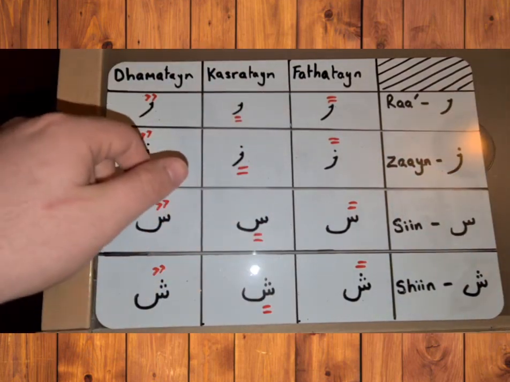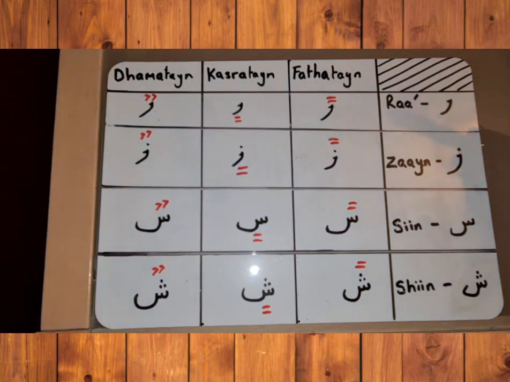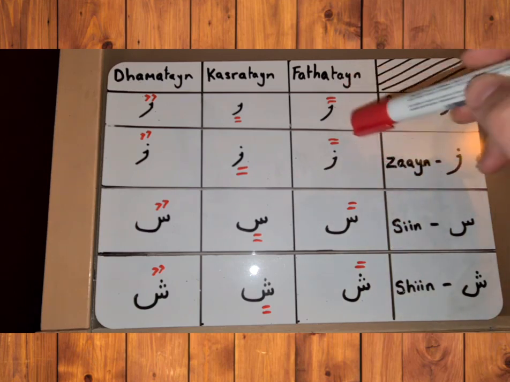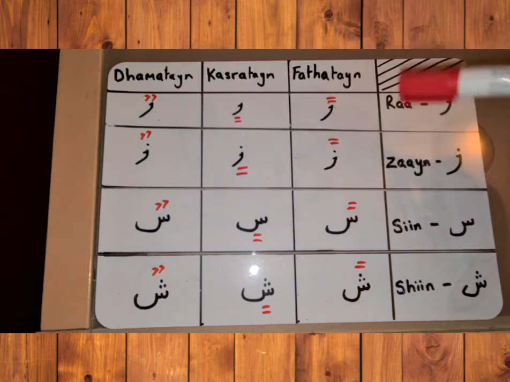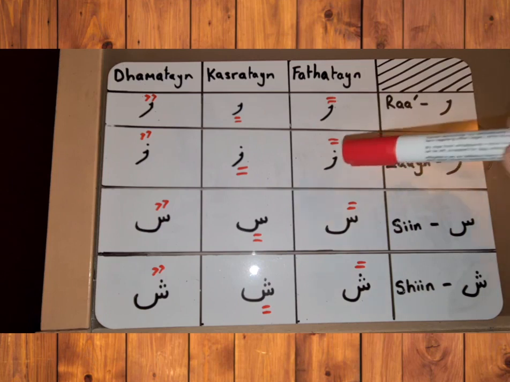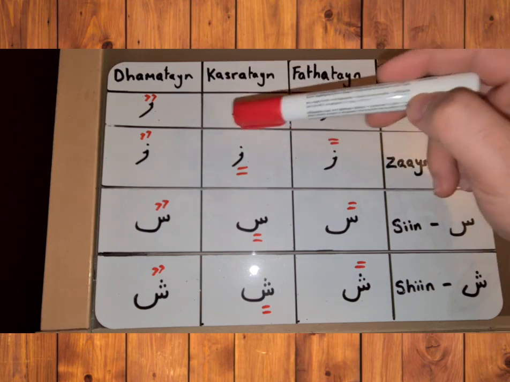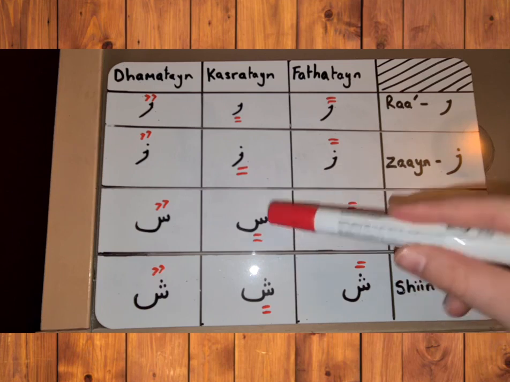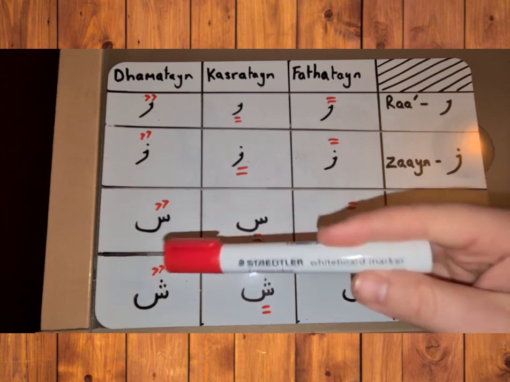On we go with the double intonations, the dhammatain, kasratain, and fathatain, and the same as we did with the previous table, we'll go through all of these together twice. So for ra, with the fathatain, we've got ran, kasratain, rin, dhammatain, run. For the zain, zan is the sound with fathatain, zin with the kasratain, and zun with the dhammatain. For sin, we've got san, sin, and sun. And for sheen, we've got shan, shin, shun.